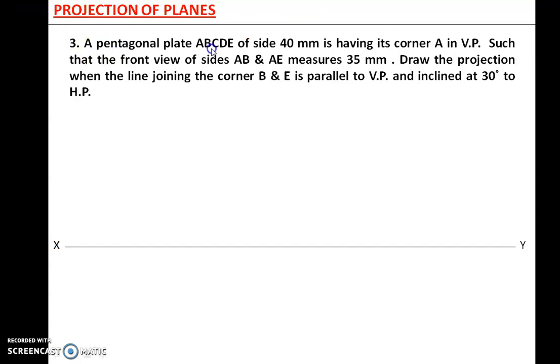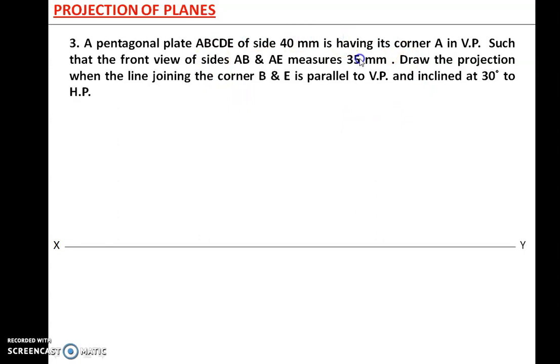A pentagonal plate ABCDE of side 40 mm is having its corner A in VP such that the front view of sides AB and AE measures 35 mm. Draw the projections when the line joining the corners B and E is parallel to VP and inclined at 30 degrees to HP. So these are the things given.